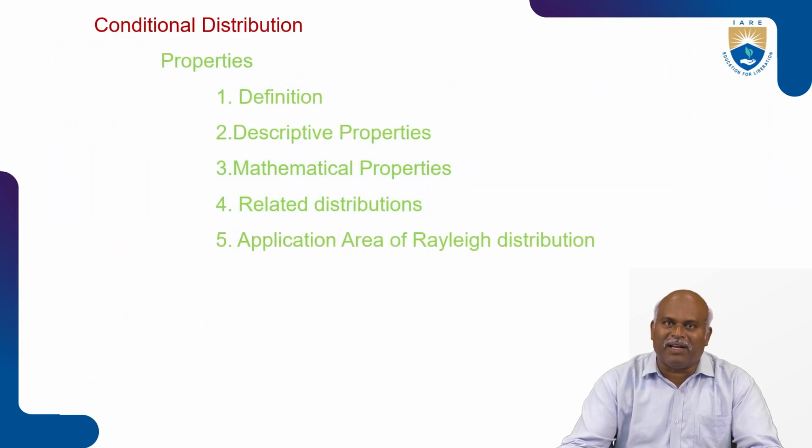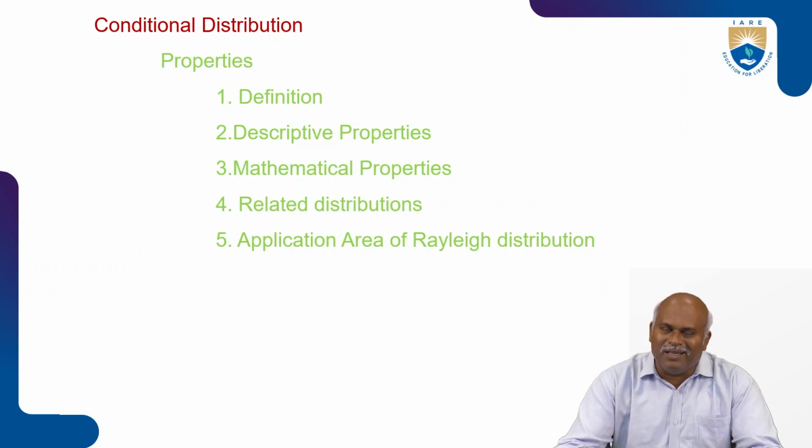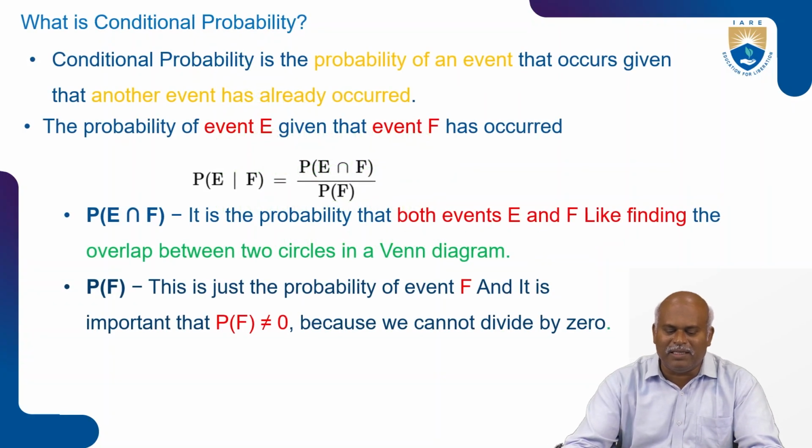Today's presentation outline is conditional probability and its properties. In this we discuss the definition, descriptive properties, mathematical properties, related distributions, as well as the application areas of the conditional distribution. First we go for the conditional probability. What is the conditional probability?